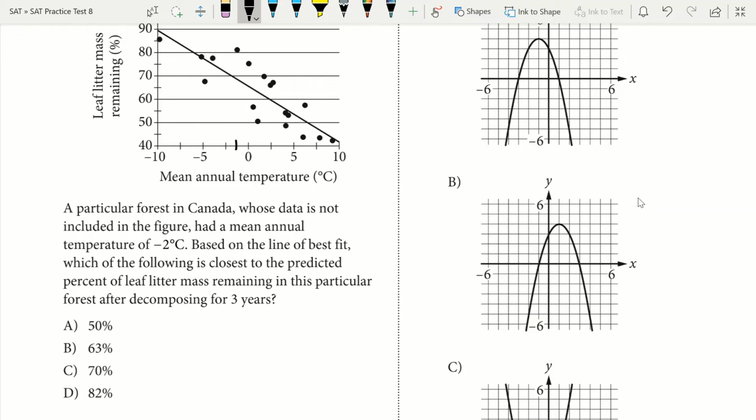All right, well, my temperature is going to be -2 degrees Celsius, which will be about where this dash is. I'm going to follow it straight up to my line of best fit, and I see that about 70% of the leaf litter mass will be remaining, which is what I'm asked. So my answer will be C.